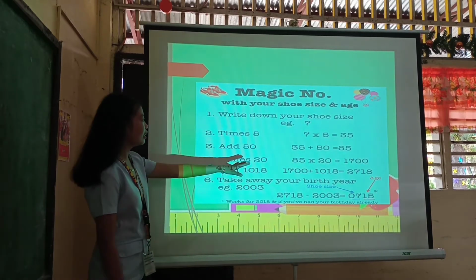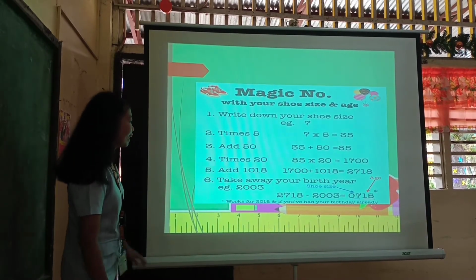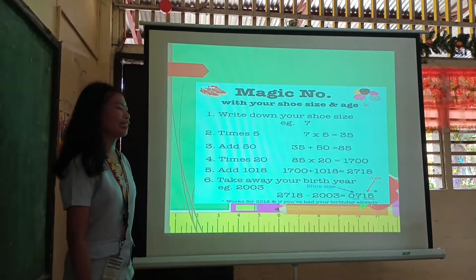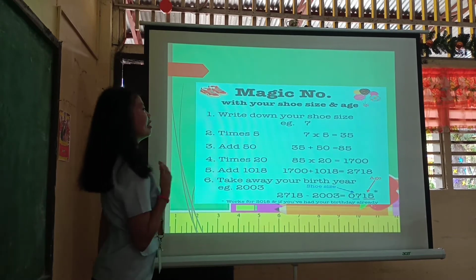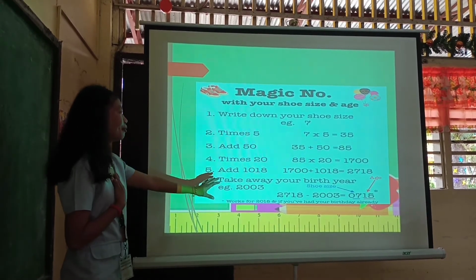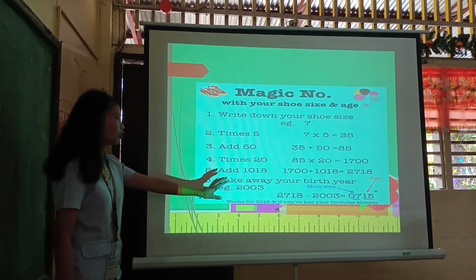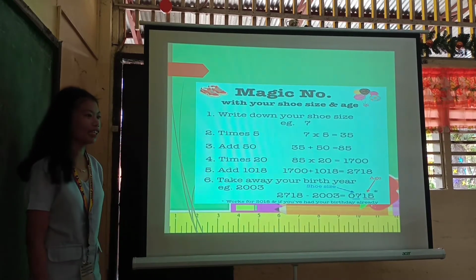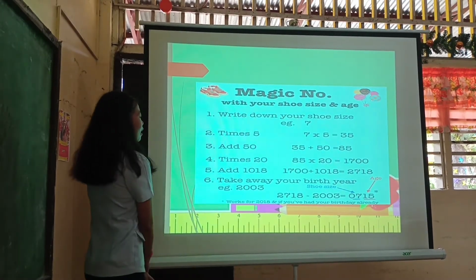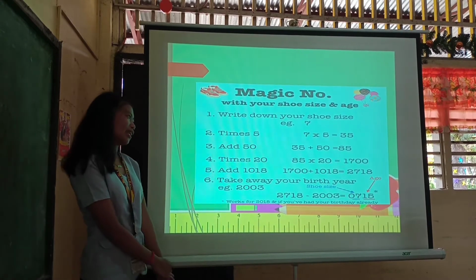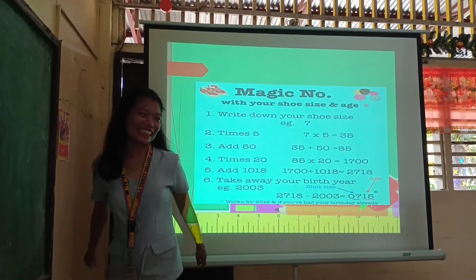So, in this example, 1,700 is the result. And then, add 1,018. And then, the score is 2,718. Take away your birth year. So, for example, your birth year is 2003. So, 2,718 minus 2003 is equal to 715. The second number will be your shoe size and the remaining number will be your age. Okay? Did you get it? Yes, ma'am.